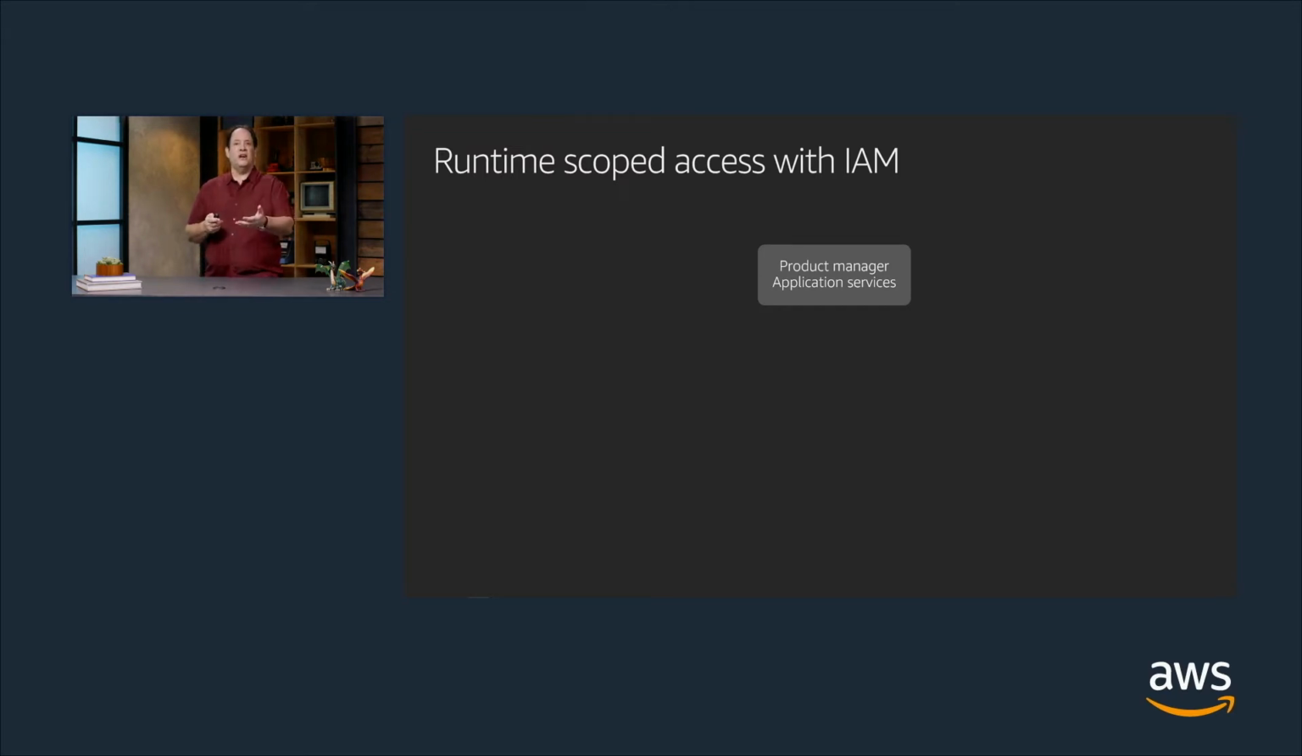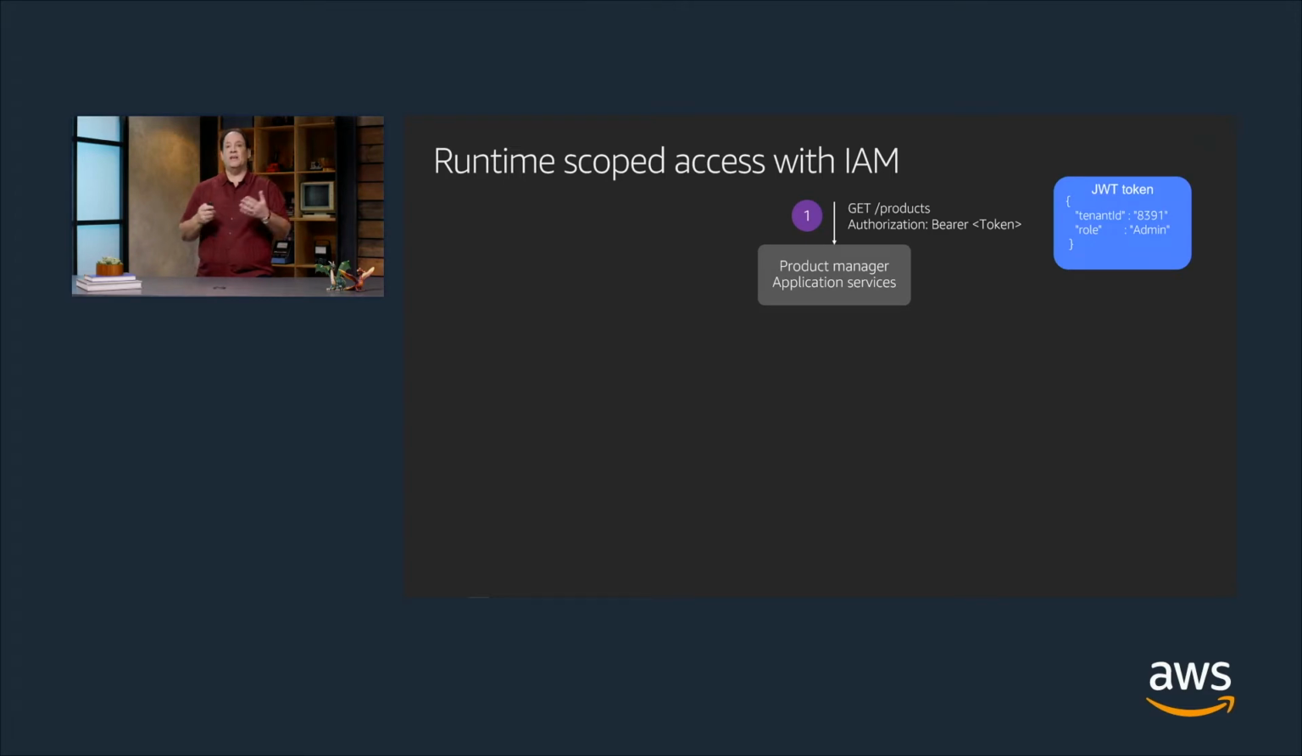So let's look at a scenario. We have this product manager service. There's a REST call that comes into it for somebody requesting some products, and they're passing in the bearer token, passing in all that context of who we are as a tenant and so on. And then that service says, I need to go get data.